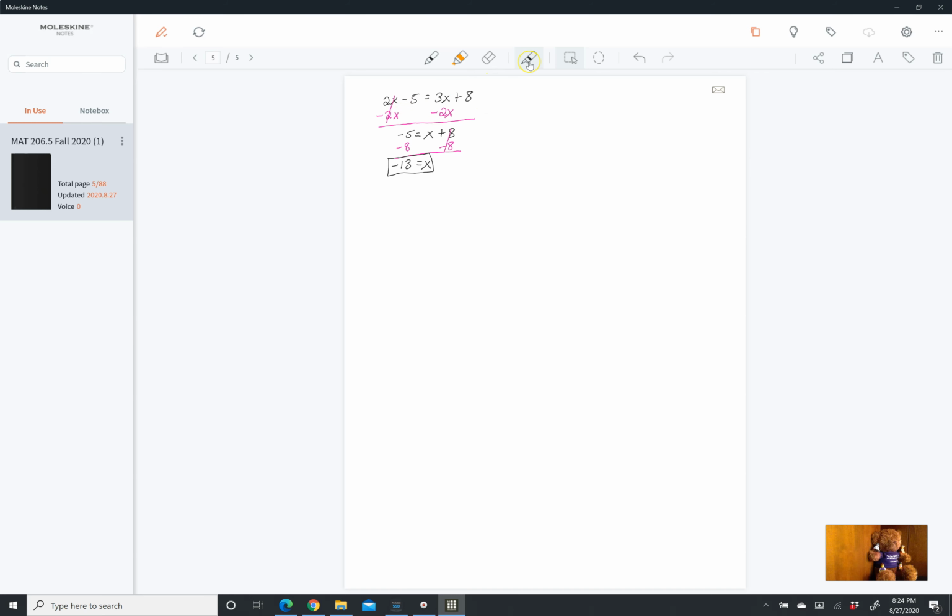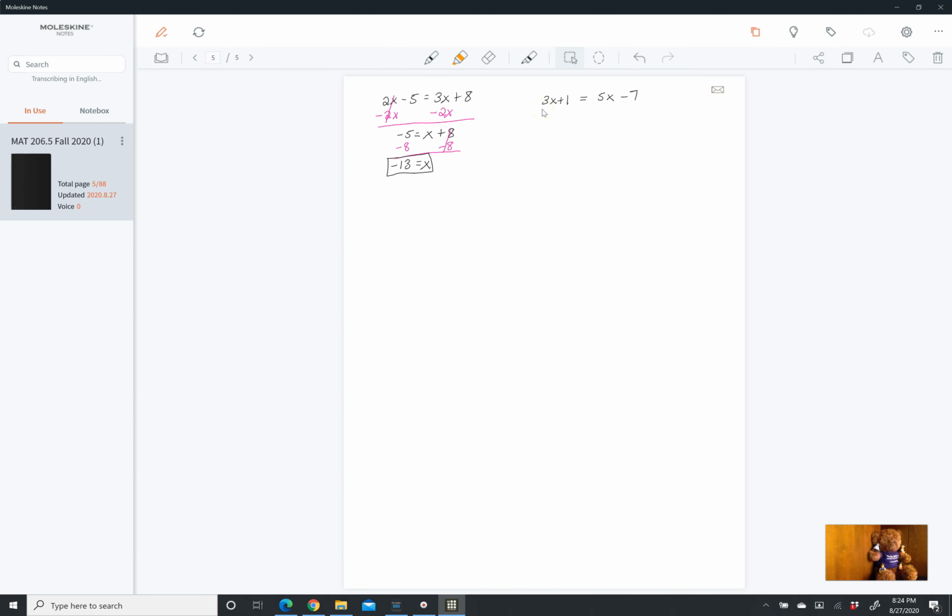Okay, let's take another example, and this time we're going to do it in one step. So let's say that we have 3x plus 1 is equal to 5x minus 7. Okay. So again, we want to get the x's over to one side and the numbers over to the other.